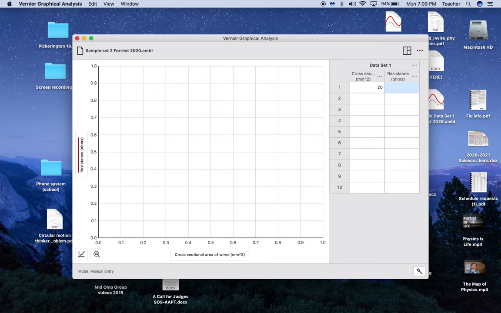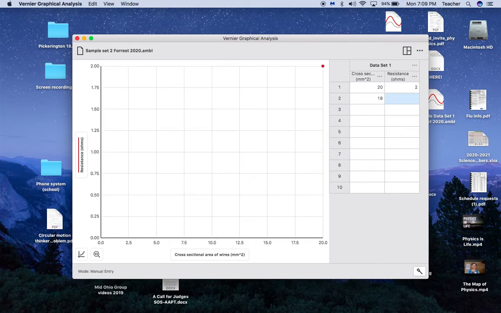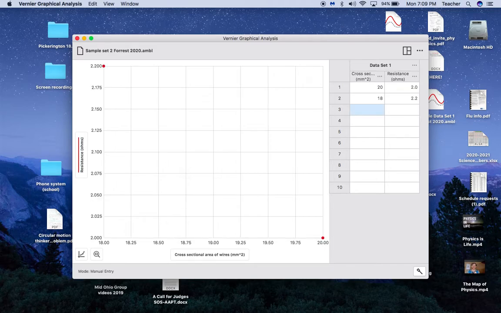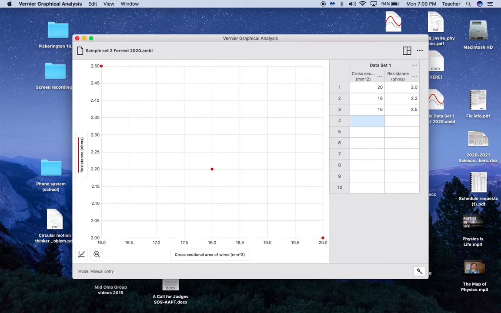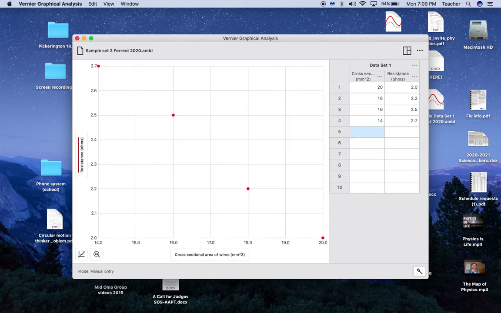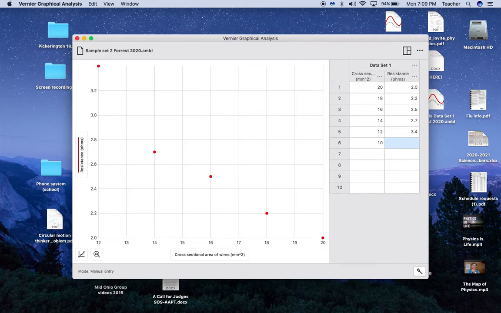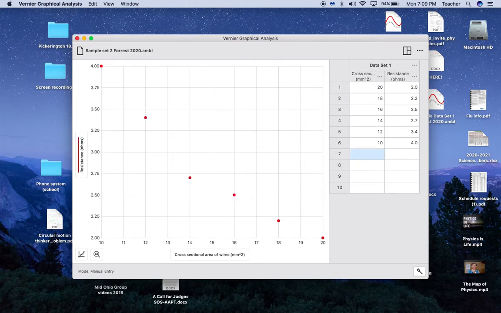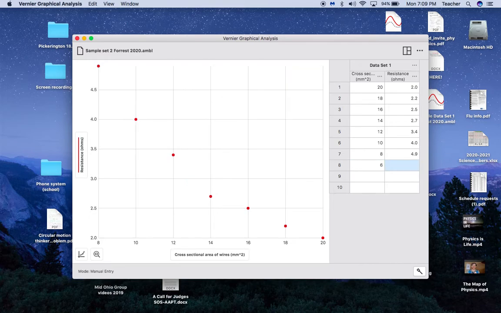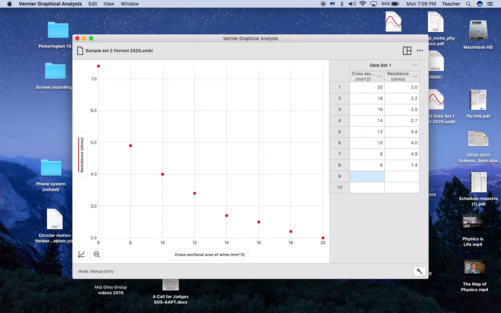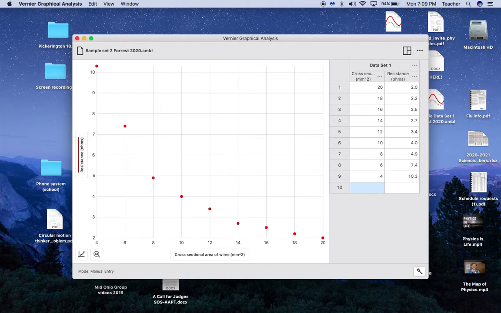20 millimeters, 2.0 ohms. 18, 2.2. 16, 2.5. 14, 2.7, 12, 3.4, 10, 4.0, 8, 4.9, 6, 7.4, 4, 10.3, and 2, 19.5.